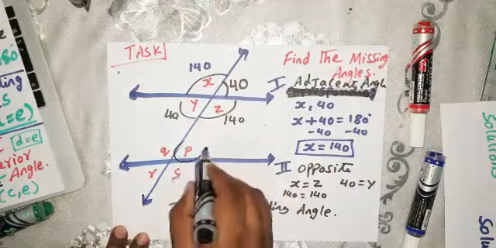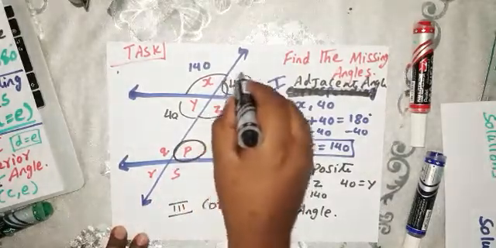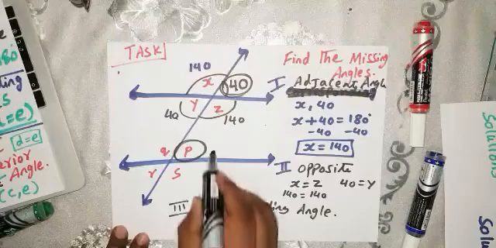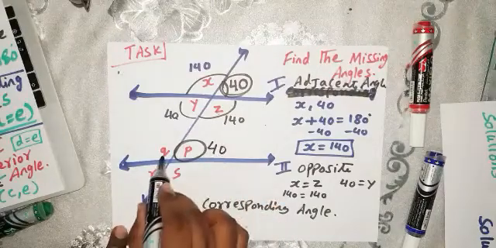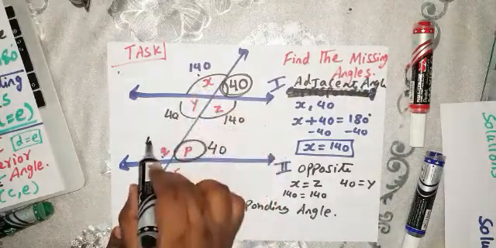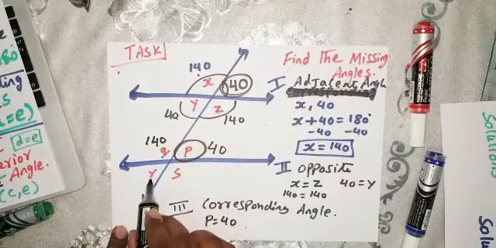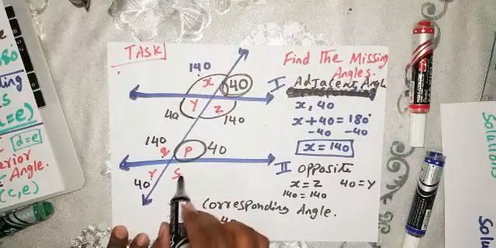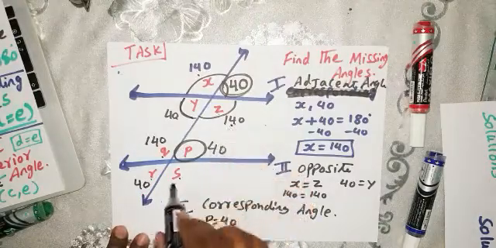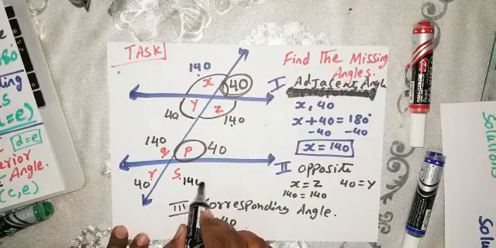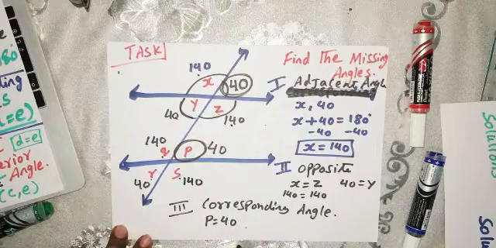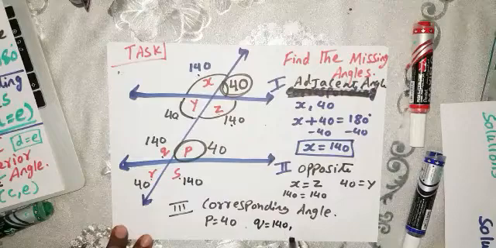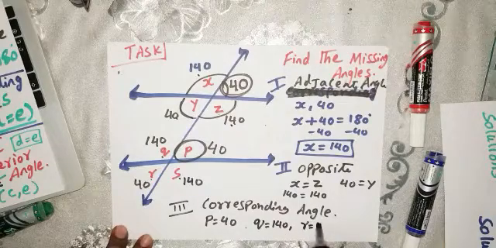Like P is in the same position as 40. So P is going to be 40. Likewise, Q is in the same position as 140. So Q is 140. R is in the same position as Y. So R is 40. S is in the same position as Z. So S is 140.